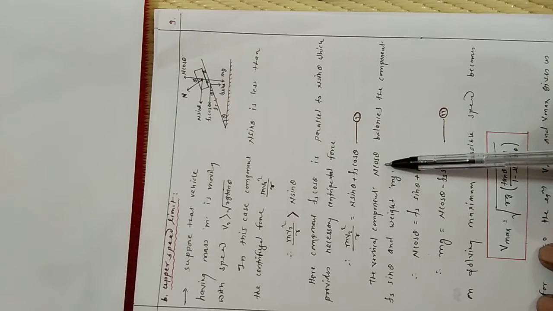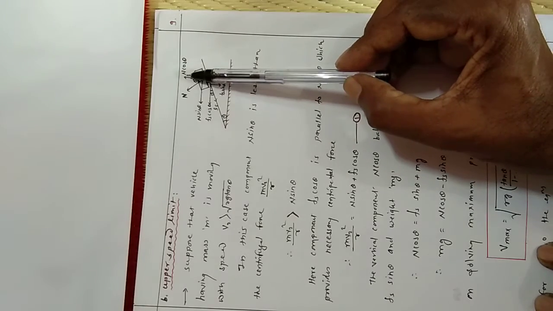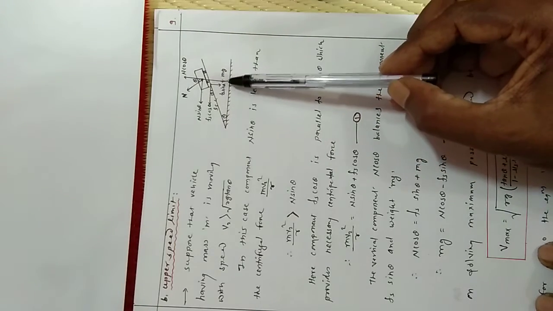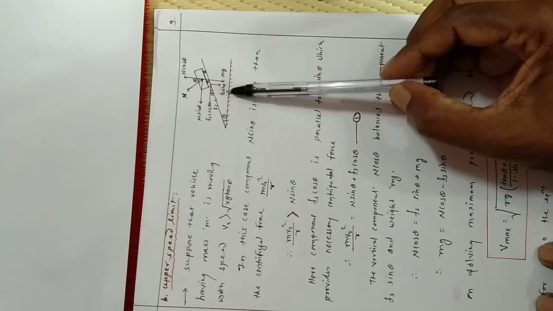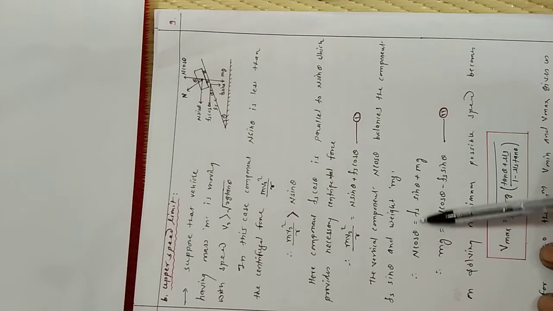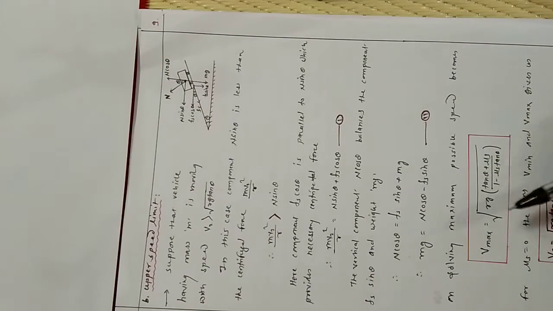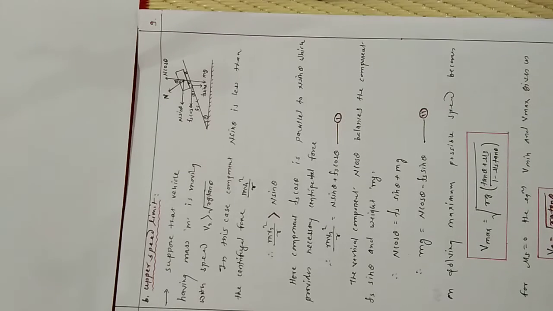Now the vertical component n cos theta balances the component fs sin theta and the weight mg. So our second equation becomes n cos theta is equal to fs sin theta plus mg. From this equation, mg becomes n cos theta minus fs sin theta. Now on solving the mathematical part, we get the maximum possible speed: v max is equal to under root rg in bracket tan theta plus mu s upon 1 minus mu s tan theta.